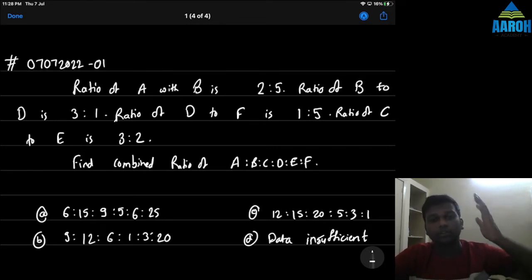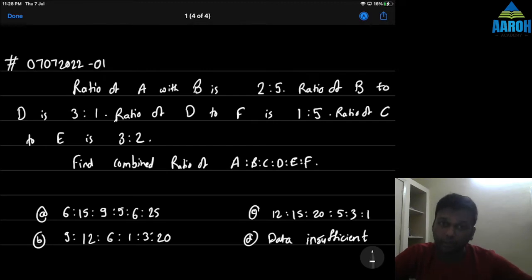Because only if you are able to solve 100 marks or at least 95 marks, only then you can aim for 80 plus, right? So if you are aiming for 80 plus, you have to try to solve that much.